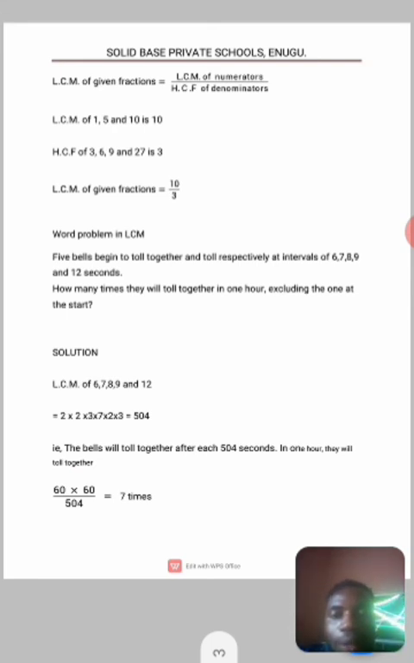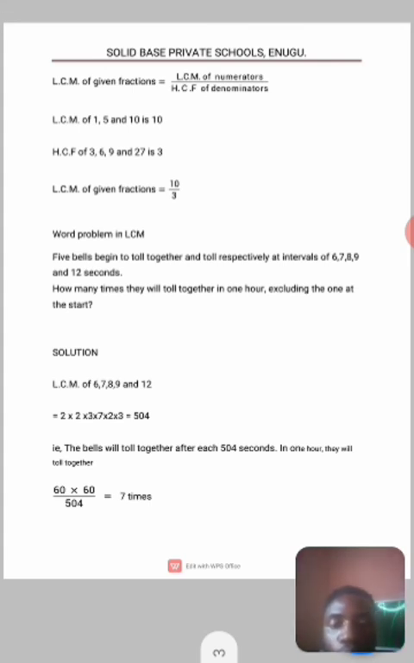Okay, now 5 bells begin to toll together and toll respectively at intervals of 6, 7, 8, 9, and 12 seconds. How many times will they toll together in 1 hour, excluding the one at the start? So we have 5 intervals there: 6, 7, 8, 9, and 12. Okay, so what you simply do is to find the LCM of 6, 7, 8, 9, and 12. So if you find the LCM of 6, 7, 8, 9, and 12, it's going to give you 504.